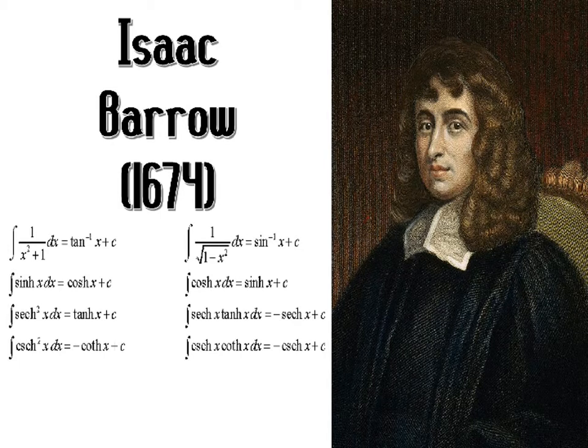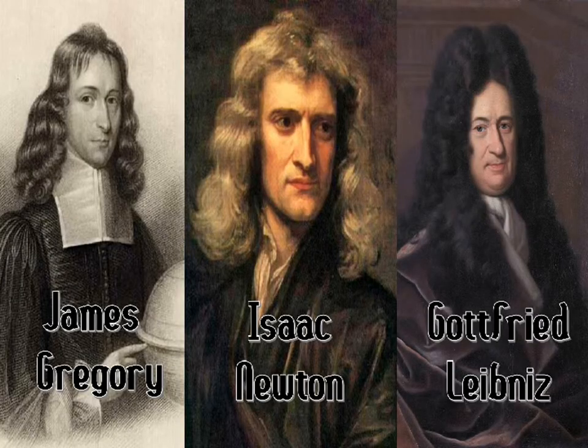Aside from him, there are three more men who gave proof of the FTC independently of each other. These men were James Gregory, Isaac Newton, and Gottfried Leibniz.